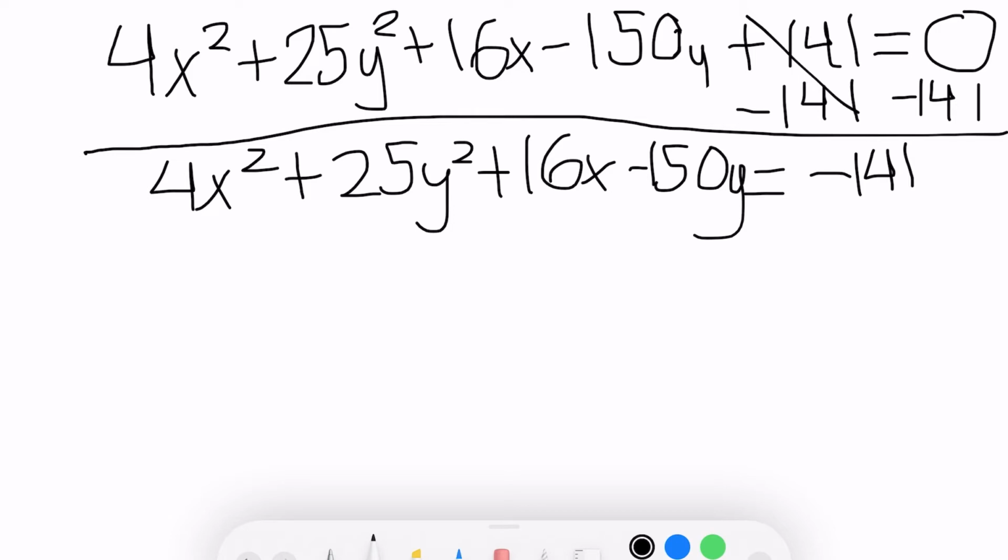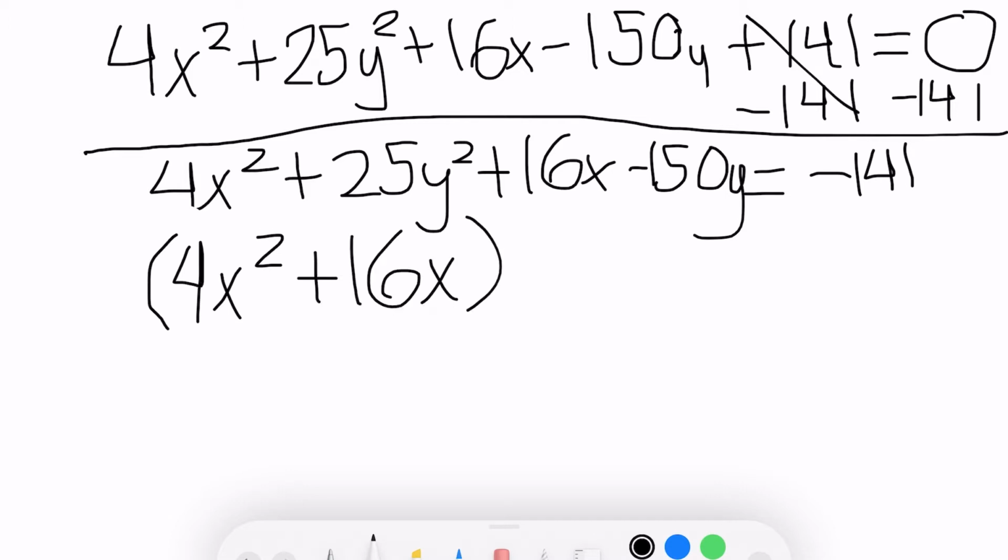Usually I go x and y when I combine like terms, just because that's how math is set up. So then the equation would be 4x squared plus 16x, and then another parentheses, 25y squared minus 150y, equals negative 141.